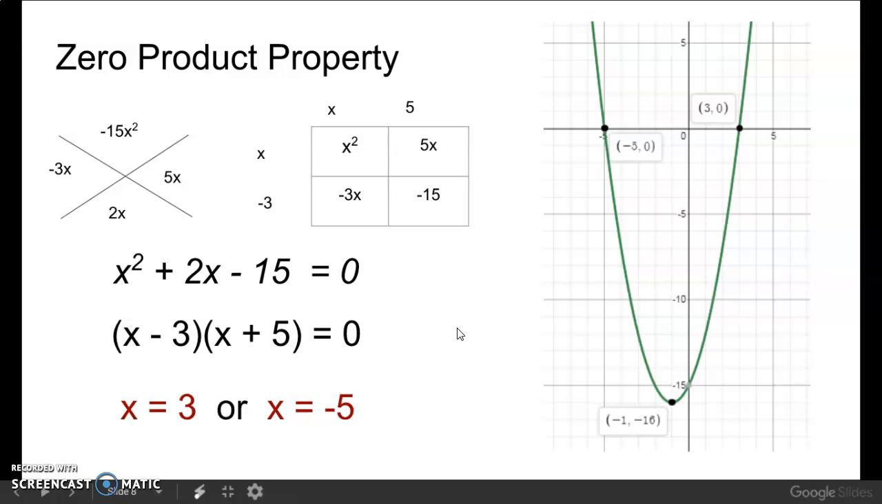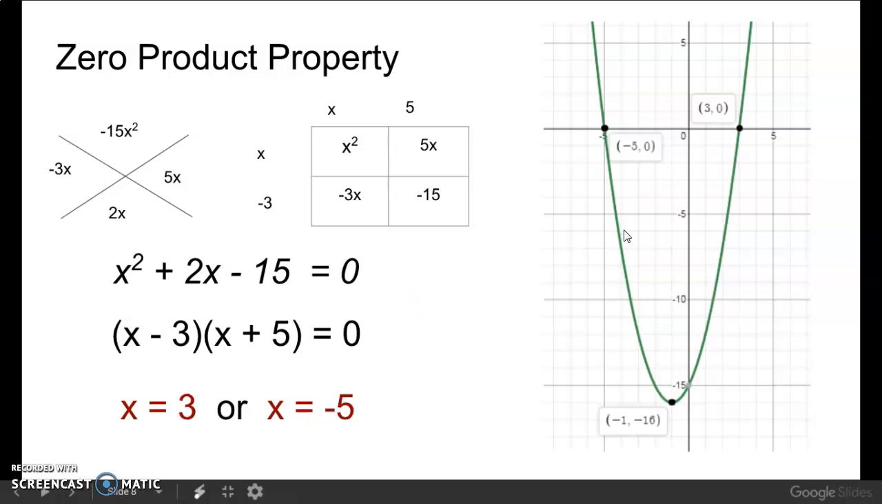Now we can see how that relates to the graph. When y equals 0, x can be -5 or x can be 3. That means this particular parabola crosses the x-axis in two places, and we were able to figure that out without graphing.